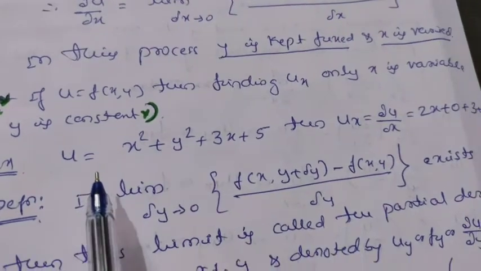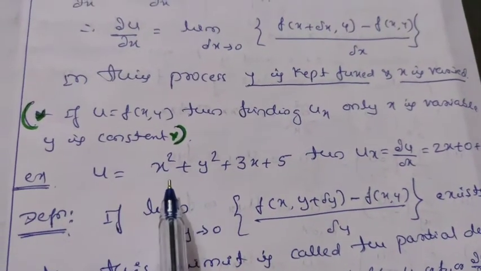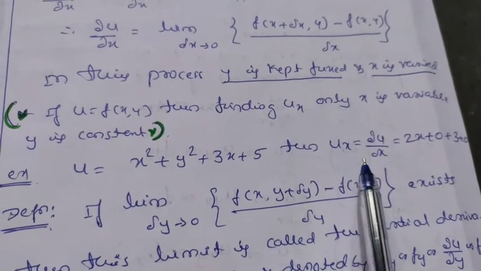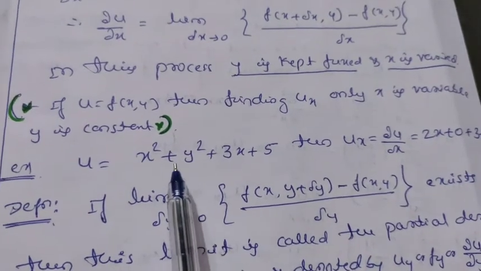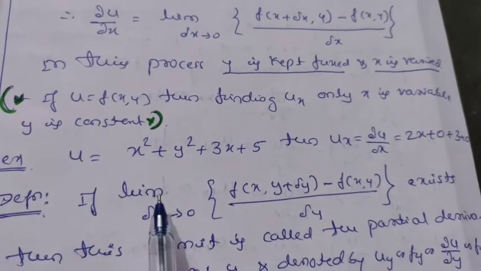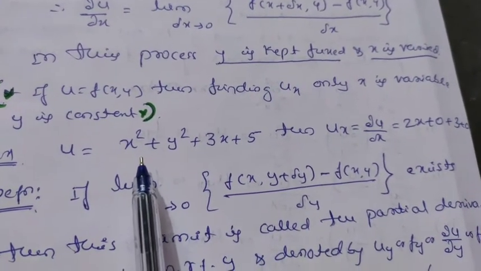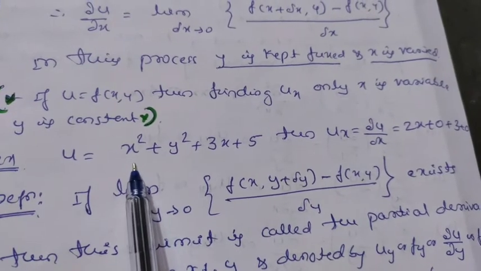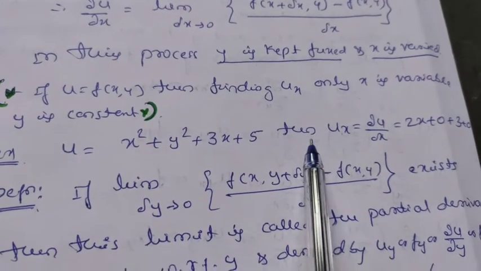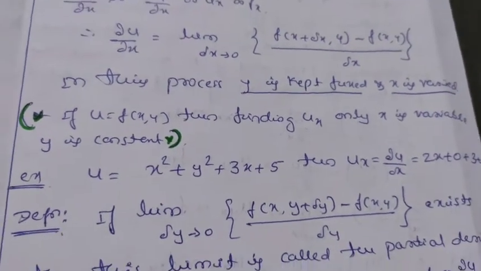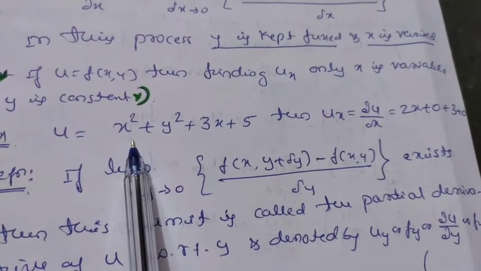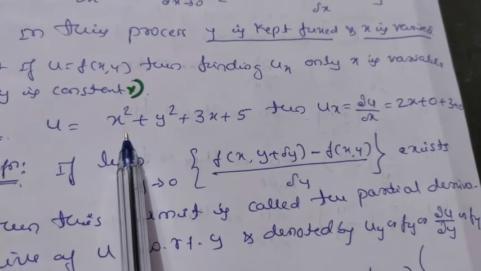For example, let us take u equals x square plus y square plus 3x plus 5. Then let us find u_x or ∂u/∂x. Here u contains x square, x and y, and a constant. If we differentiate this partially, then what happens? We are differentiating partially with respect to x, this is very important. If you understand this definition, then the next part is very easy for you. Differentiating with respect to x partially means only x is treated as variable, and the remaining are all constants.